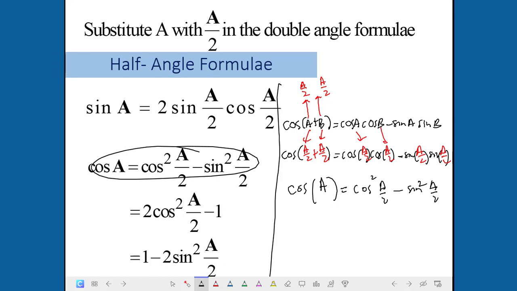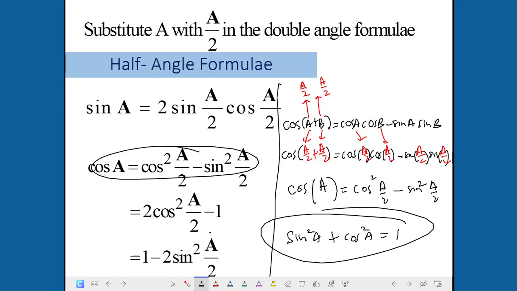Now from the previous slide, starting from here and using the trigonometric identity sin squared A plus cos squared A is equal to 1, substitute wherever you want. If you want all cos, you need to get rid of sin. When you want all sin, get rid of cos using the identity. Okay, settled.